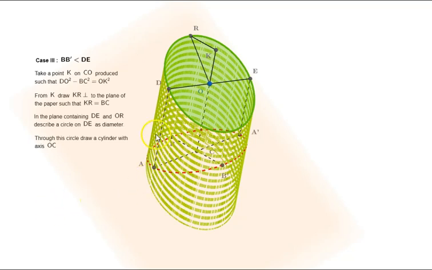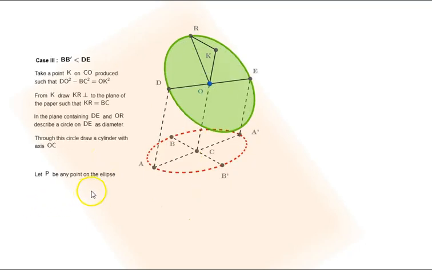Now, what we are saying is that the surface of this cylinder passes through the circumference of the given ellipse. So now we have to prove that. Let's get rid of this cylinder. Let P be any point on the ellipse.